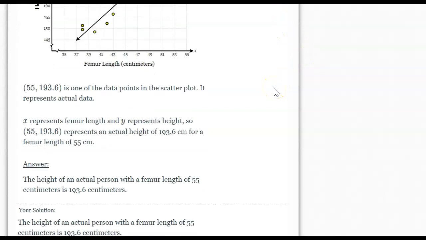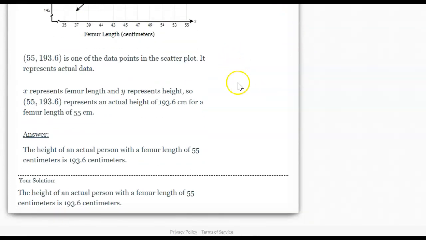Make sure when you are reading through the feedback on Delta Math that you always read, because there's a lot of very important information in here. It does tell you that X represents the femur length and Y represents the height. So the 55, 193.6 represents the actual height of the person with a femur length of 55.